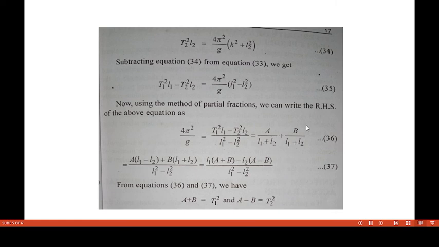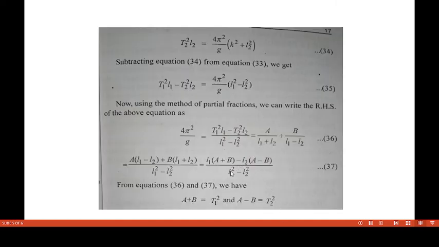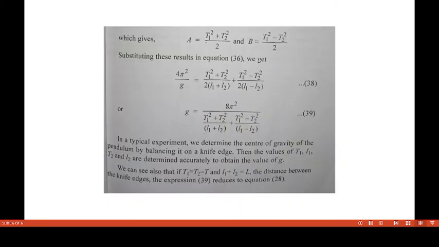So we determine the value of A and B by simply taking the LCM here and equating the coefficients, and we get two equations, A plus B and A minus B, and using the elimination method we determine the value of A and the value of B. So you can just verify this step, this partial fraction and determination of the value of the constants. This is something you can do by yourself, which gives the value of A as T1 square plus T2 square upon 2, and the value of B as T1 square minus T2 square upon 2.